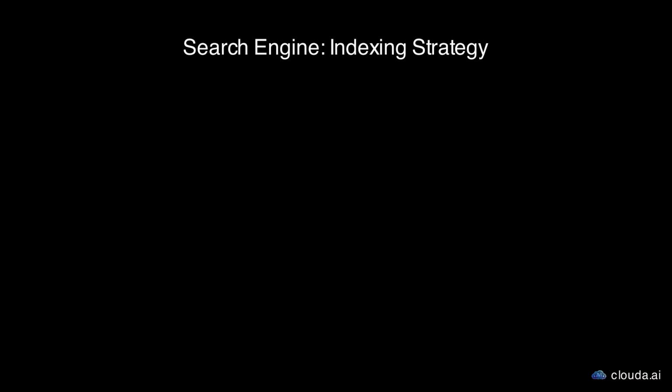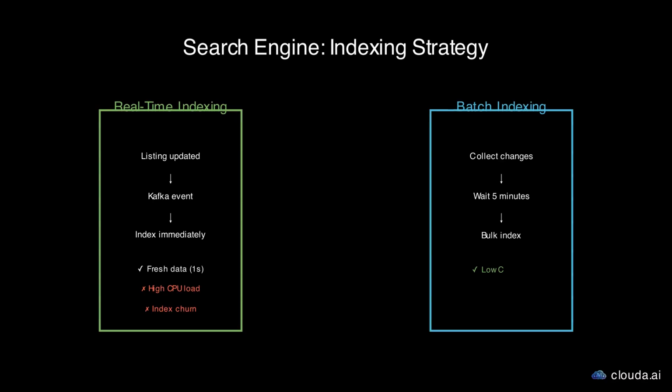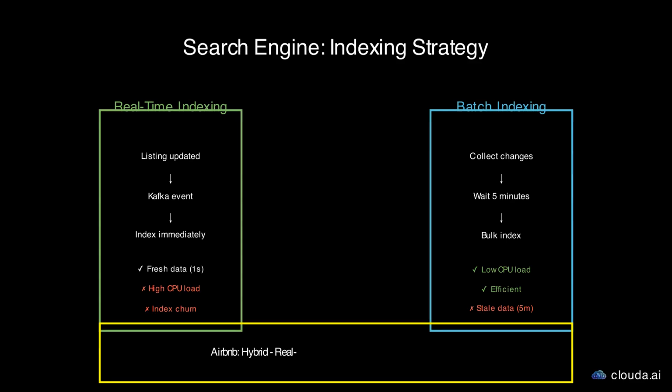The second trade-off is real-time versus batch indexing. Real-time indexing updates Elasticsearch immediately when a listing changes, using Kafka events to trigger index updates within 1 second. This keeps data fresh but causes high CPU load and index churn as the cluster constantly rebuilds segments. Batch indexing collects changes and bulk indexes every 5 minutes. This is efficient and reduces CPU load, but data can be stale for up to 5 minutes.